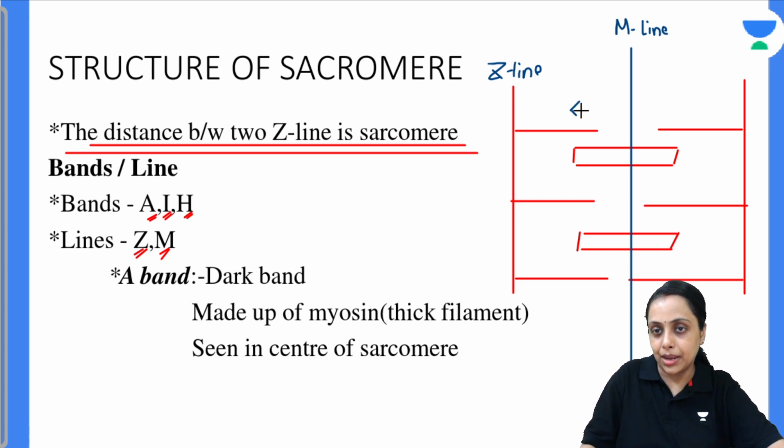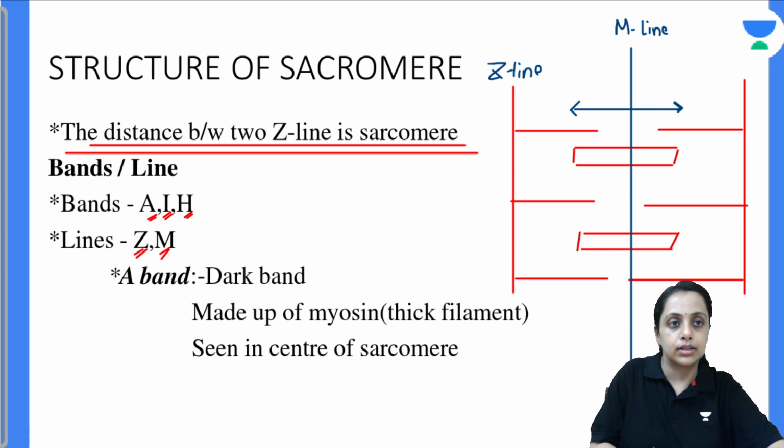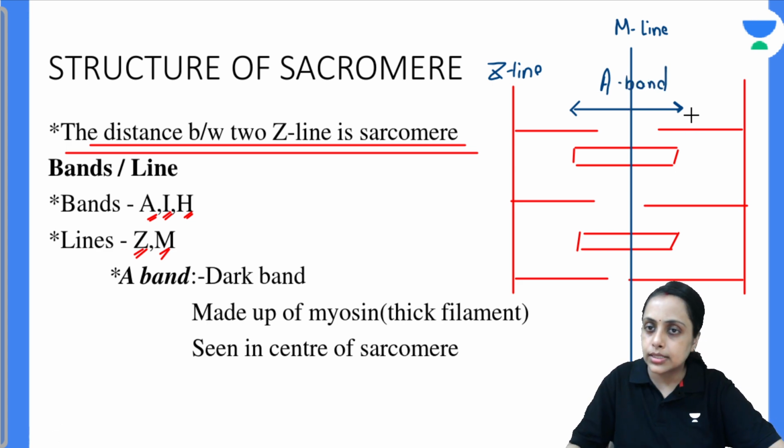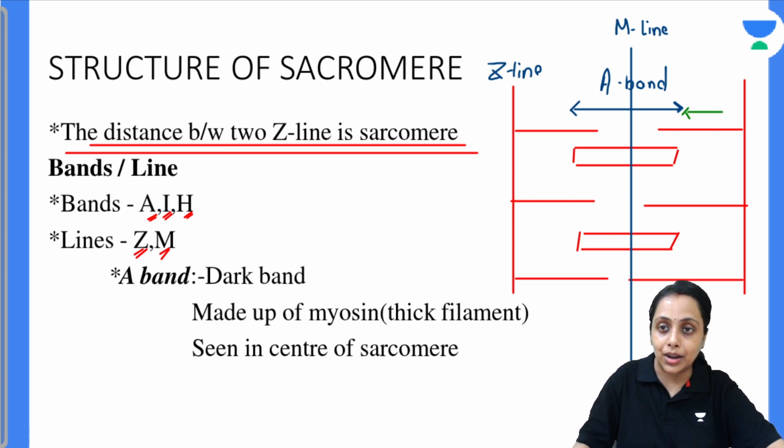Now, coming to the bands, all the bands. This is our A band, which consists of thick filament. Next is the I band. This is the I band, which consists of only and only thin filament.